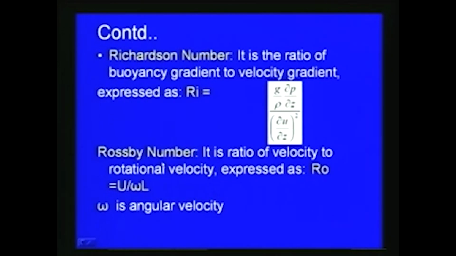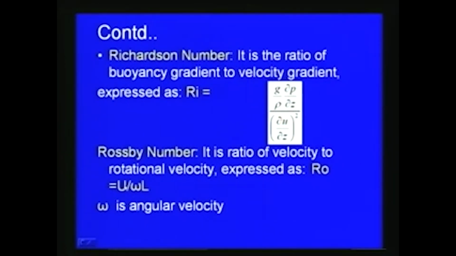The Rossby number is used wherever we deal with rotational flow; we will be using this dimensionless number. Here, this is the ratio of velocity to rotational velocity. So, this is expressed as Ro is equal to U by omega L, where U is the velocity, omega is the angular velocity and L is the characteristic length which we consider.